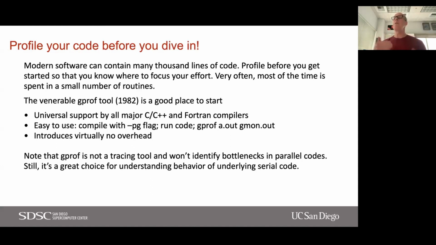Now, every once in a while, if you have a code where you're making a lot of calls to functions or subroutines that are not very time consuming, it can skew things a little bit. It could add a little bit of overhead, but for the most part, it's pretty minimal. Now, note that gprof is not what we call a tracing tool. So it's not going to identify bottlenecks in parallel codes. Still, it's a great choice for understanding the behavior of the underlying serial code. And you can use gprof with a code that's been parallelized using MPI. You're just going to get a separate gmon.out file for each process.